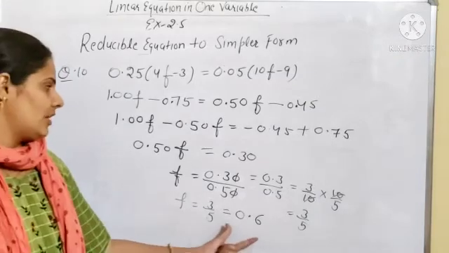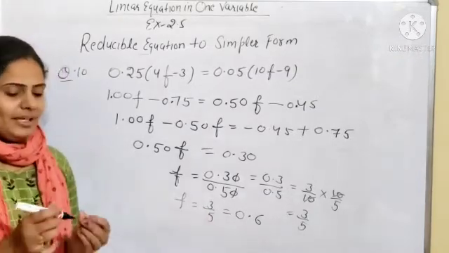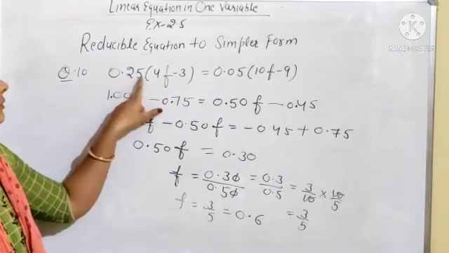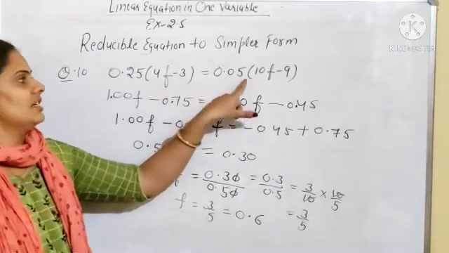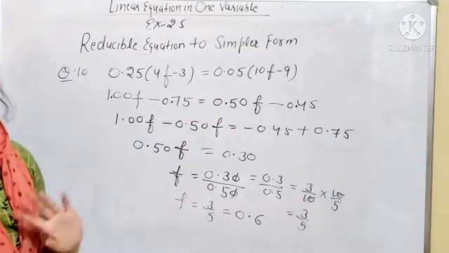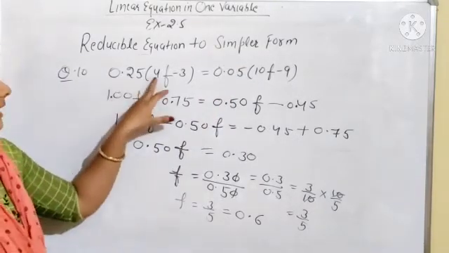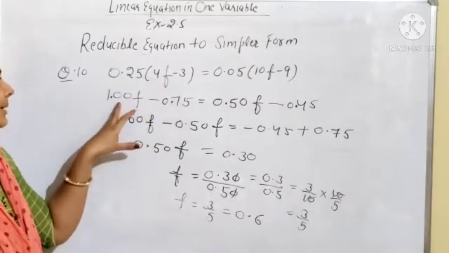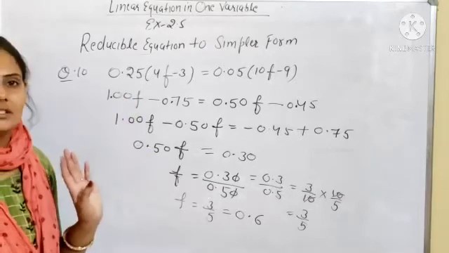So it is 0.6. Clear? So simple in this question also, what will you do beta? First step, it is given 0.25 into 4f minus 3, 0.05 into 10f minus 9. So first step, you will simply open the brackets. So 0.25 into 4f, so it will be 25 into 400. After 2 numbers, you will put the decimal, so it will be 1.00.